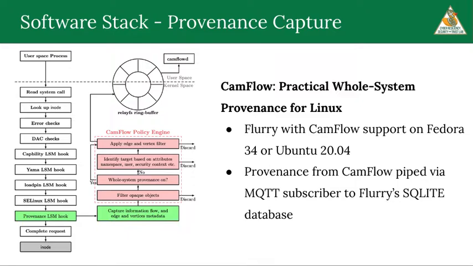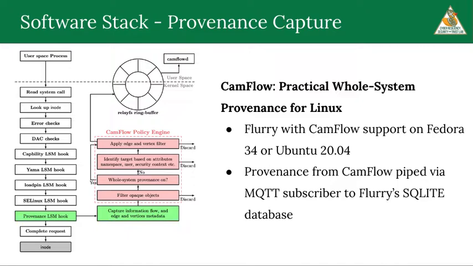So once we have data generated, the system that we're using to capture the provenance is CAMFlow in this demonstration. CAMFlow is a practical whole system provenance capture for Linux. So our current version of Flurry, which is version 5 for us, in the beta release we're using CAMFlow support, and we're able to support that on Fedora 34 or Ubuntu 20.04.